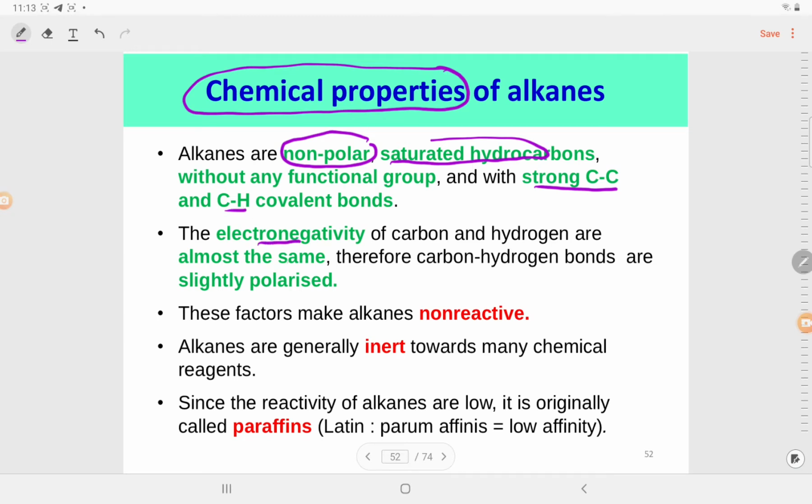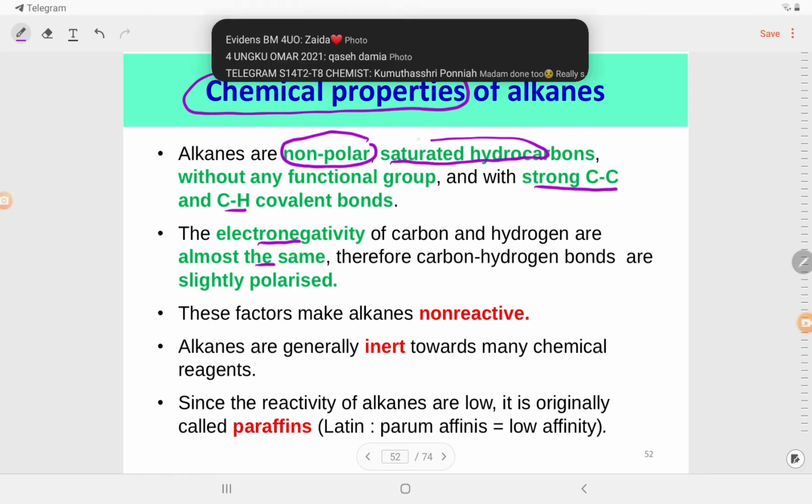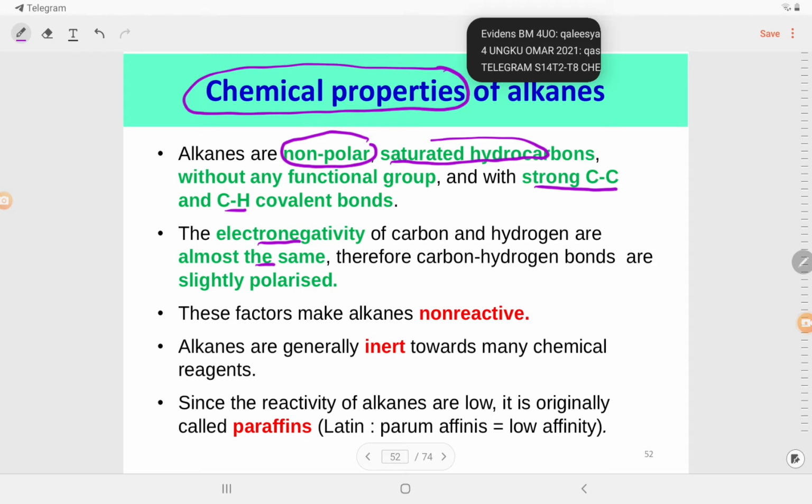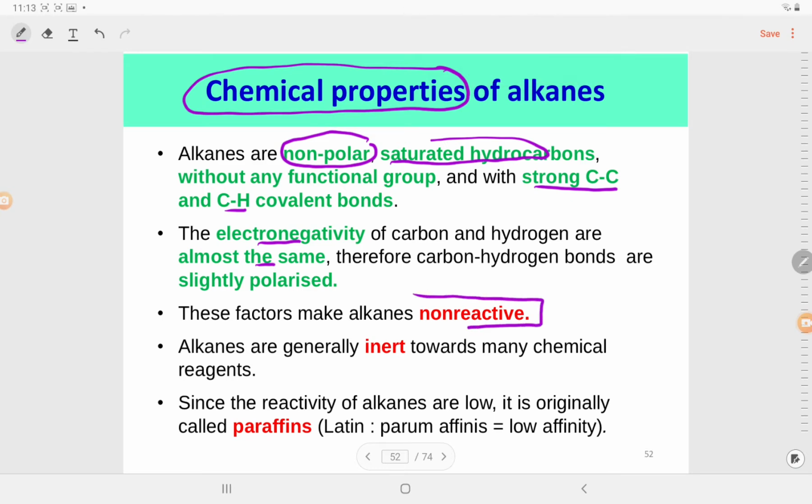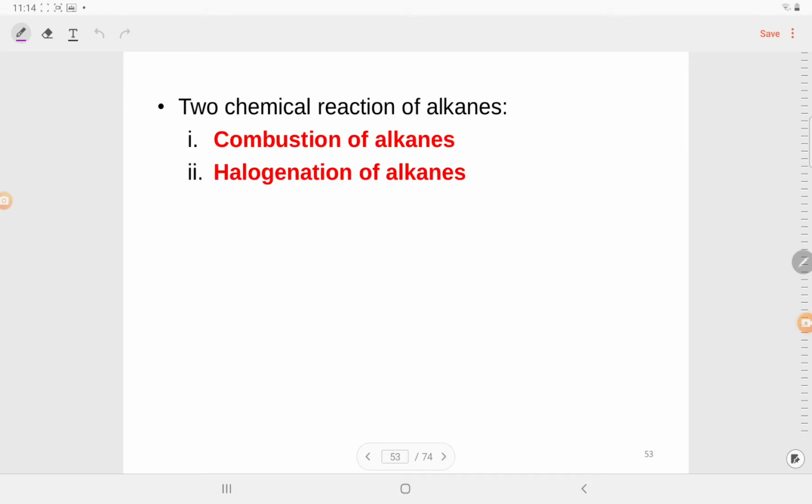The electronegativity of carbon and hydrogen is almost the same. And the most important chemical property of alkanes is that they are non-reactive; alkanes are generally inert toward any chemical reaction. So, how do chemical reactions involve alkanes? We just have two parts.